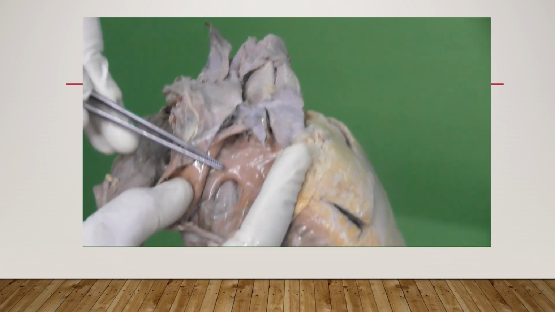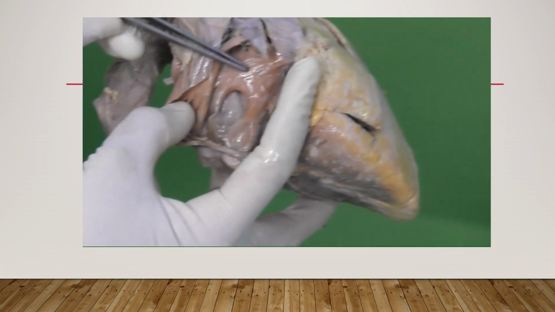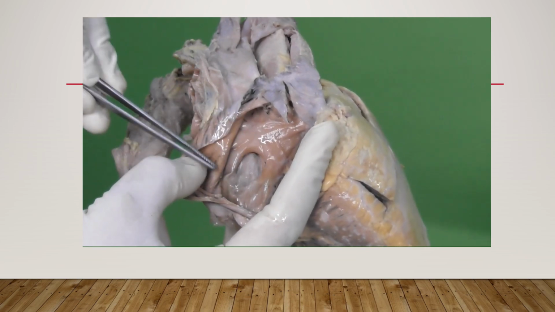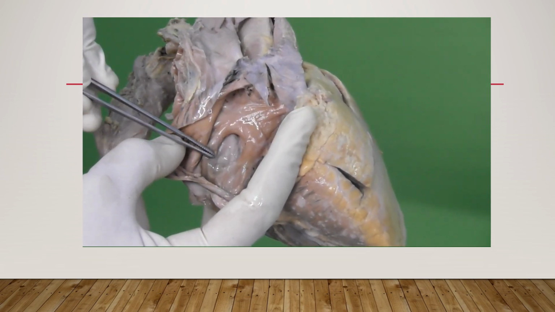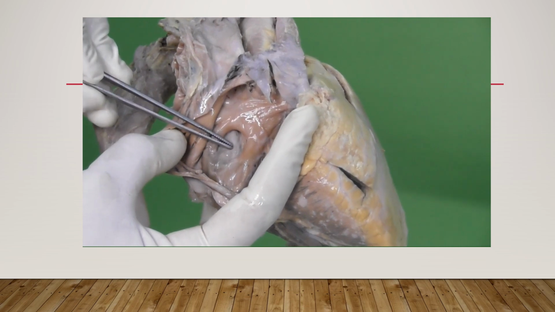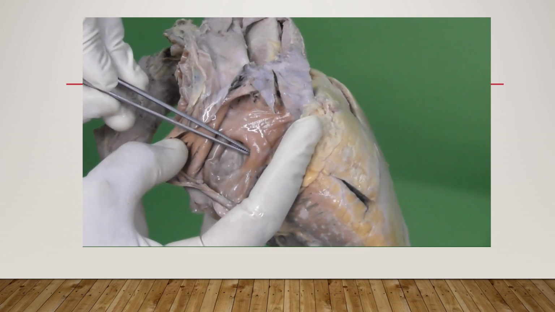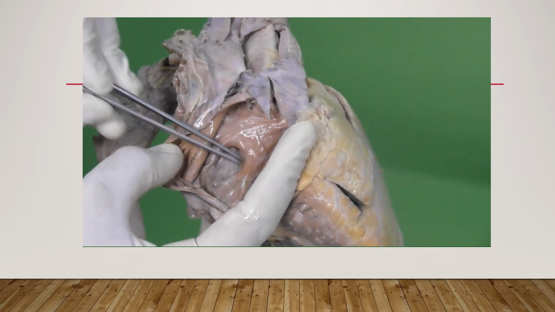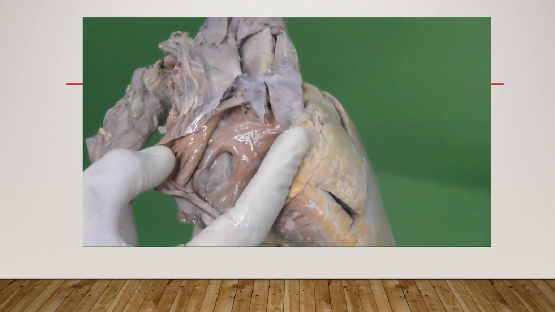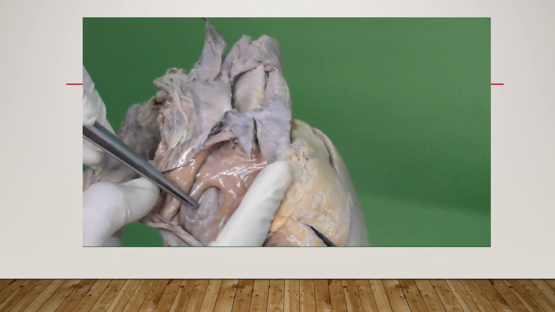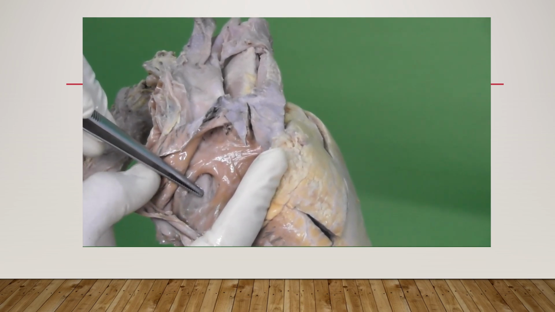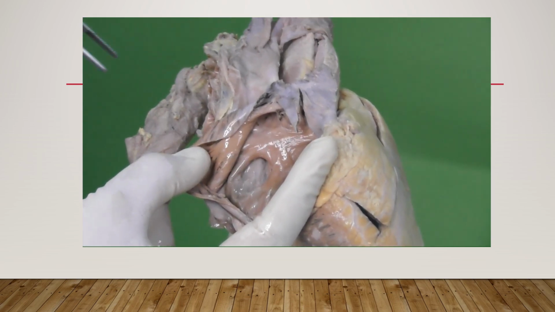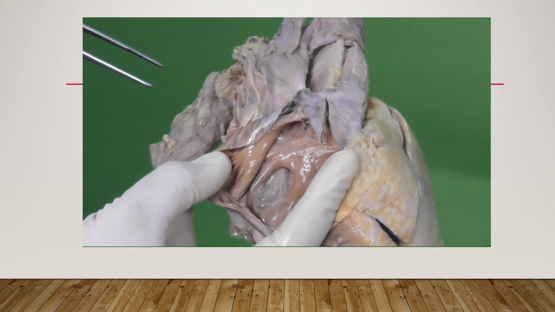Now this is representing the interatrial septum, and on this interatrial septum we can very clearly see this oval depression which is called the fossa ovalis, and the upper margin is thickened which is called the limbus fossa ovalis. As we all know, the fossa ovalis represents the embryological remnant of septum primum, and limbus fossa ovalis represents the embryological remnant of the free margin of septum secundum.